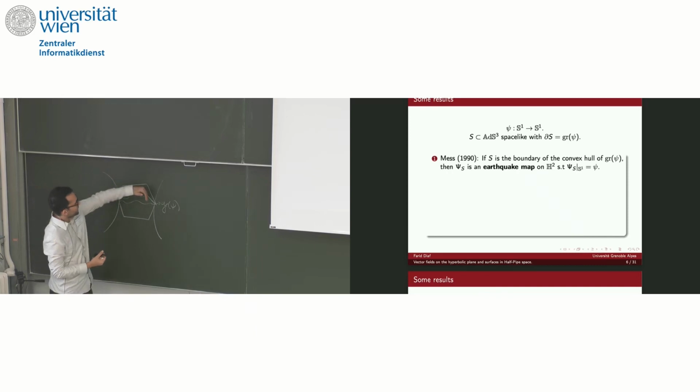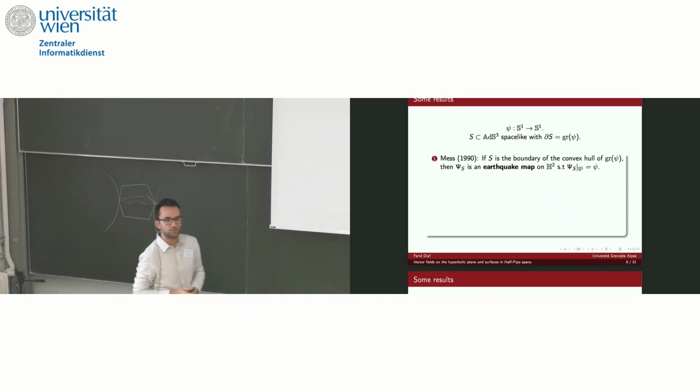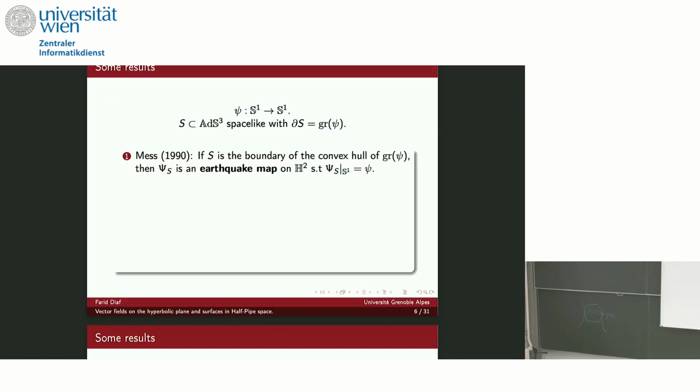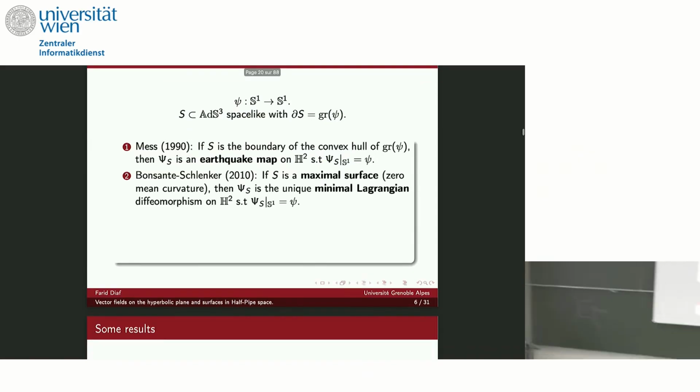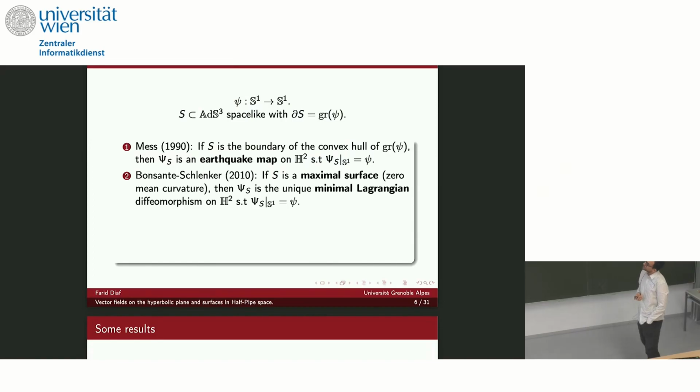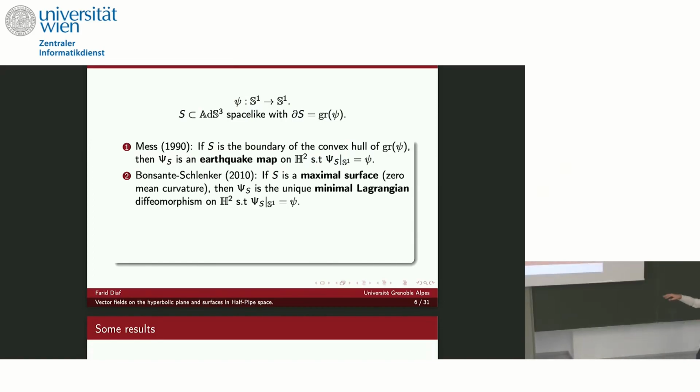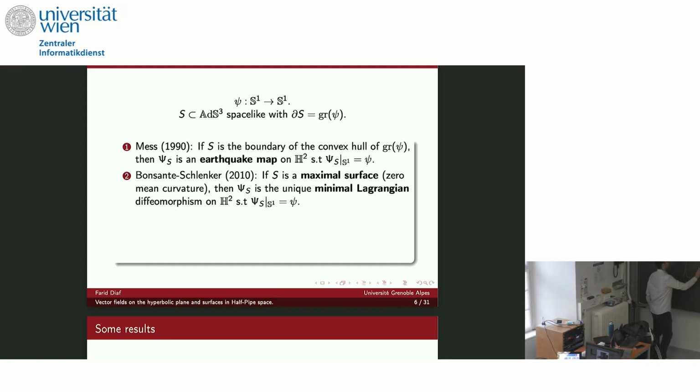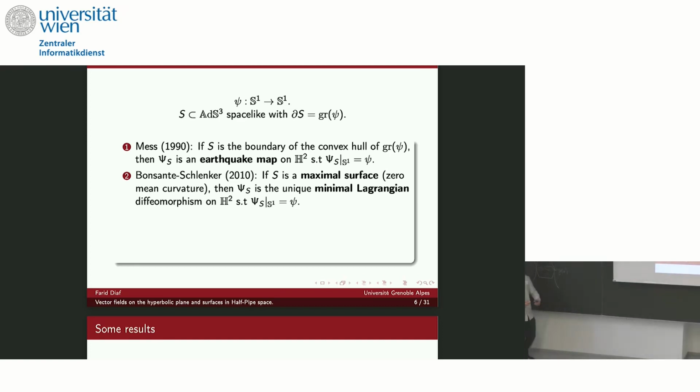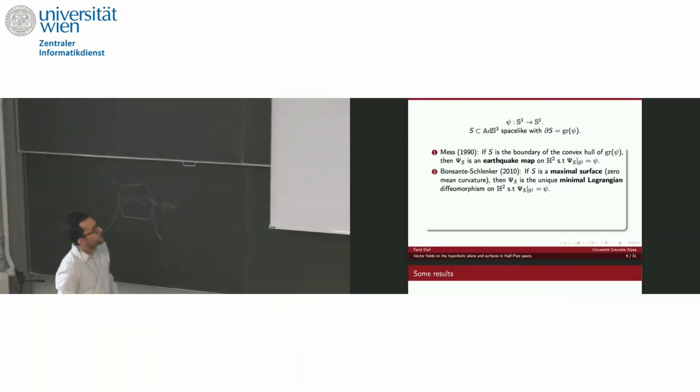Then, if you take this boundary and you apply our construction, the Gauss map construction, then you get an earthquake map, which was a theorem proved by Thurston before. This is a geometric proof of Thurston's theorem. Okay, another interesting surface is called a maximal surface. So if we have a maximal surface, a surface of zero mean curvature, which is asymptotic to my curve at infinity, then this psi-S is a unique minimal Lagrangian diffeomorphism extending our homeomorphism.